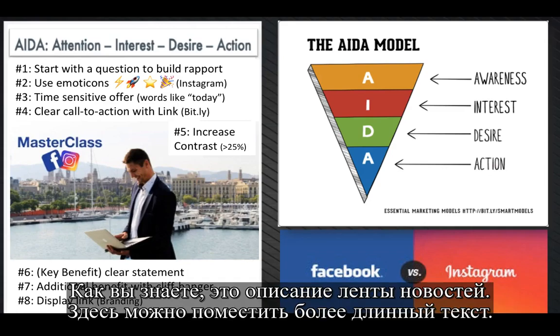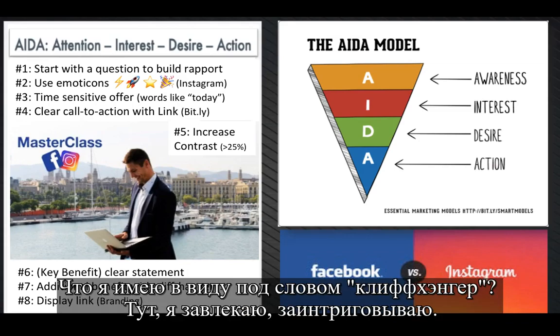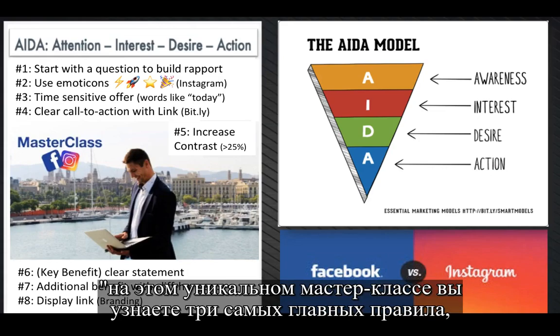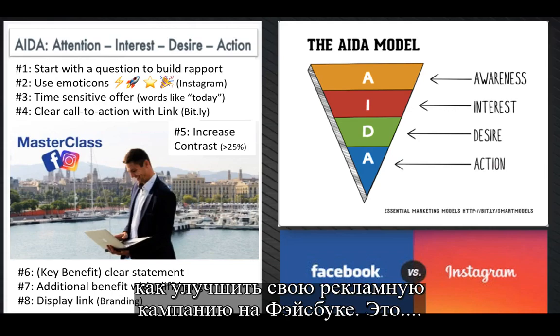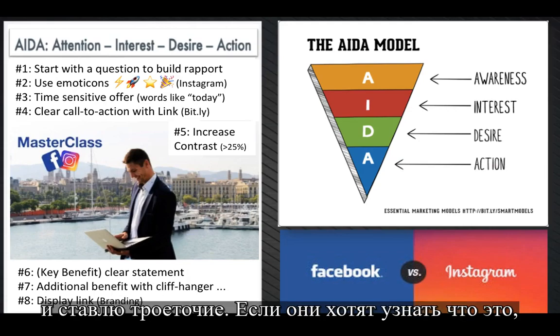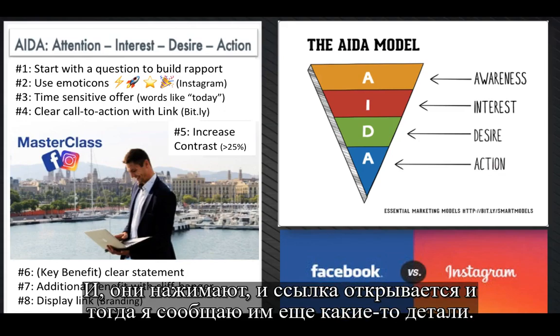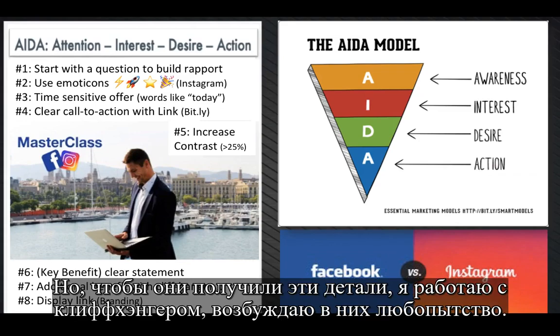And then number 7, as you know, this newsfeed description, okay? Here you can put a longer text, okay? And what do I mean with cliffhanger? Well, with cliffhanger, I play around with the curiosity, okay? So I usually tell them here something like, in this unique masterclass, you will learn the 3 most important insights to improve your Facebook campaigns. Those are, you know, and then it's dot. So if you want to know what they are, they really have to click on that to see what the 3 categories are, you know, and then they click on it and then it opens up, and then I give them more details. But to get those details, I work with a cliffhanger to really increase the curiosity.